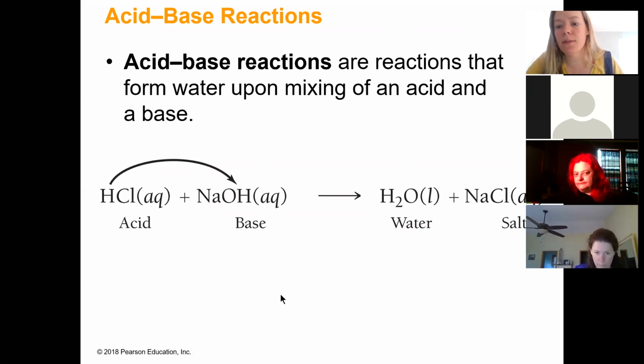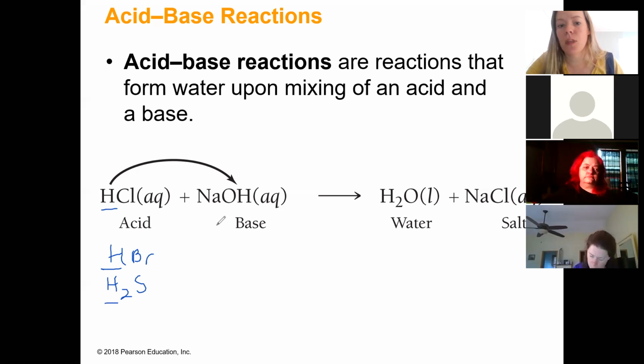So how are you going to classify acids for right now? If it has an H sitting in the front of it, like HCl, HBr, H2S, anything where that H is sitting in the front, that's an acid. A base has an OH at the end of it. Our definition of acids and bases will get a little more complicated towards the end of the semester, but for now, that's your go-to.